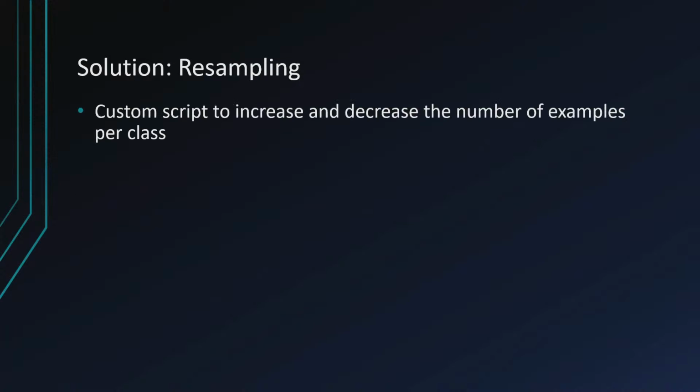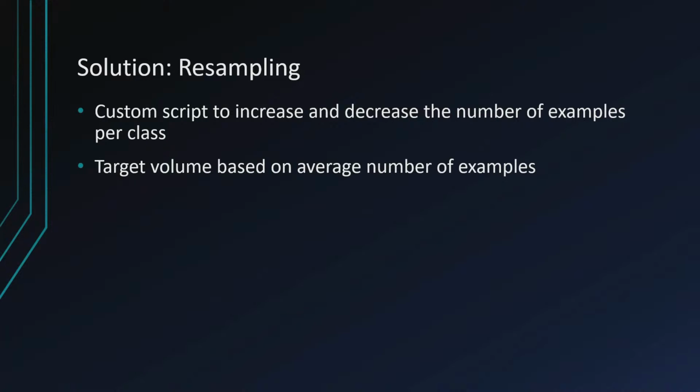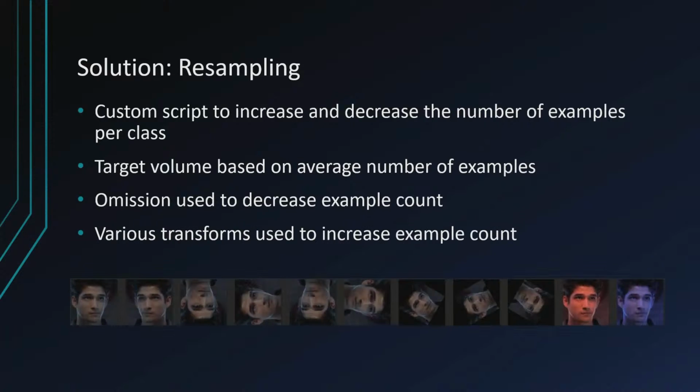We created a custom script to increase and decrease the number of examples per class to a target value based on the average number of examples in the entire distribution. Omission was used to decrease the example count, and we used various transformations to increase the example count. These transformations include mirroring, rotations, and color shifting, as seen here.